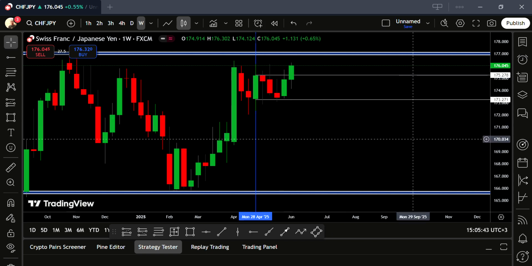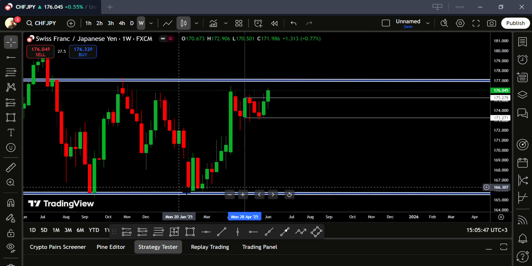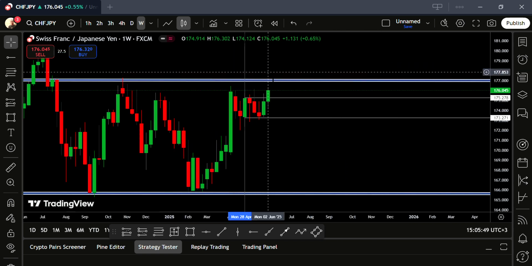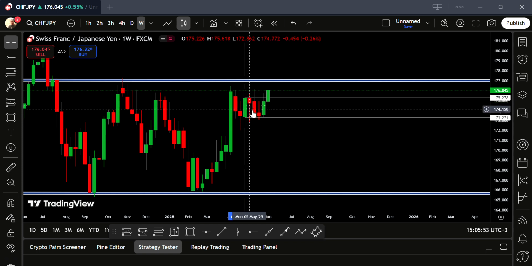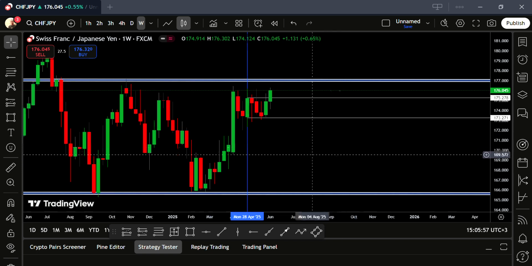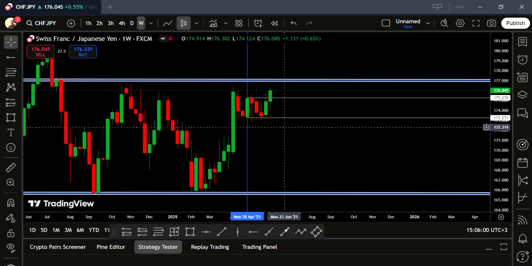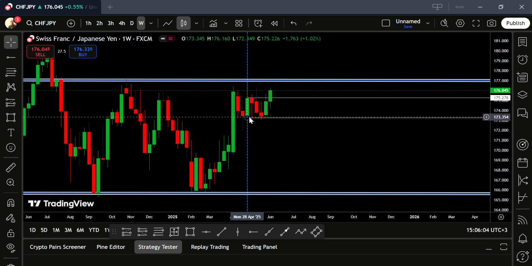Okay, so now after marking the opening price and the closing price, you need to know where the market is going. Where is the market heading? The market is still heading up. Why? Because this was a bullish engulfing candle on the weekly time frame. That means we are likely to buy. If you see a bullish engulfing candle on the weekly time frame, we are likely to buy because it shows that the buys are high.